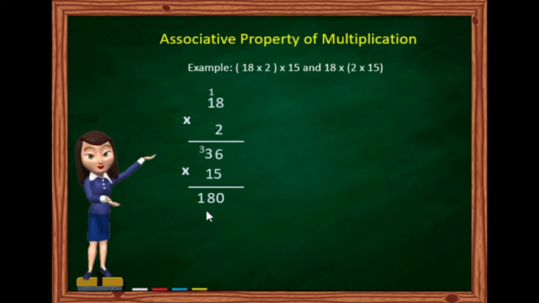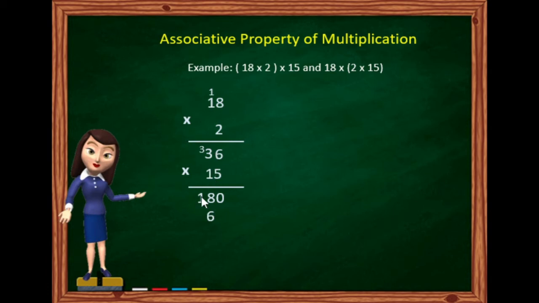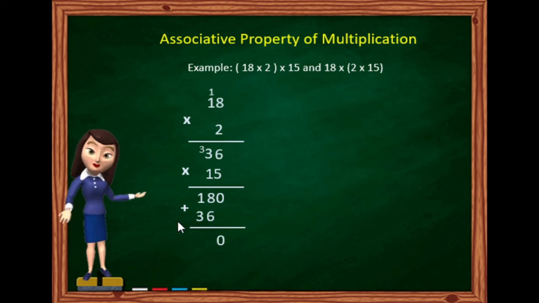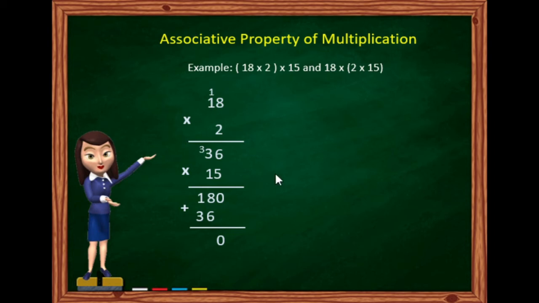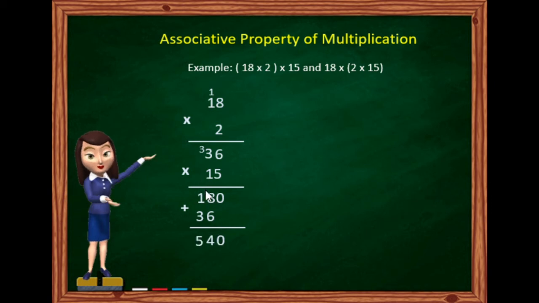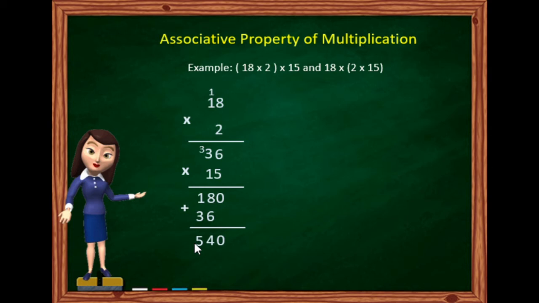1 times 6 equals 6. 1 times 3 equals 3. Add them together. You can put a placeholder, or you can also not put a placeholder if you like. Then add them together. 8 plus 6 equals 14. Carry 1. 1 plus 1 equals 2, plus 3 equals 5. Our first product using this equation is 540.